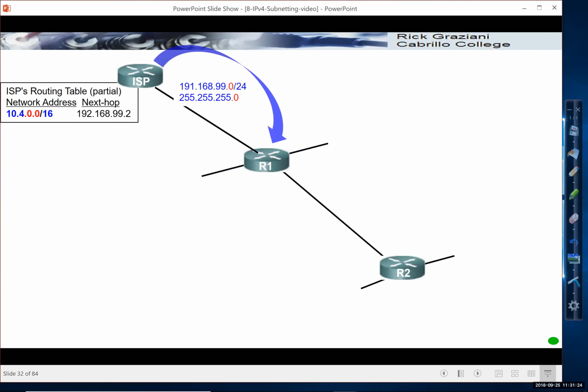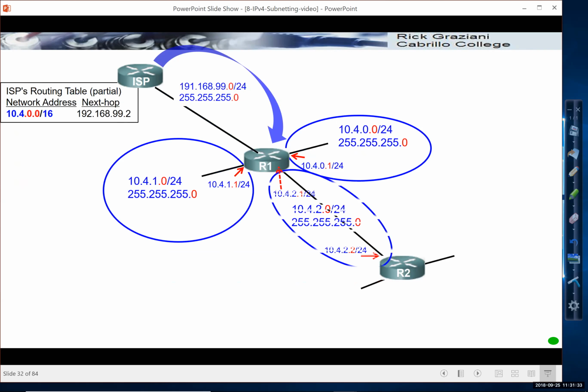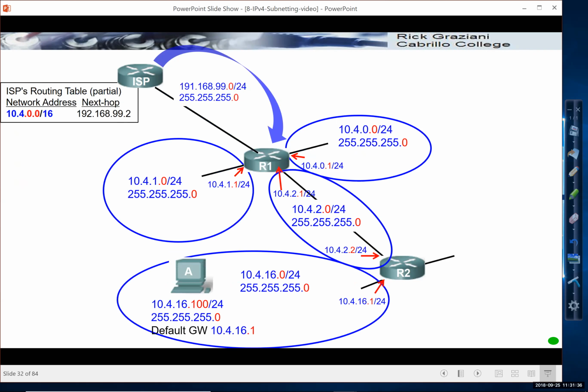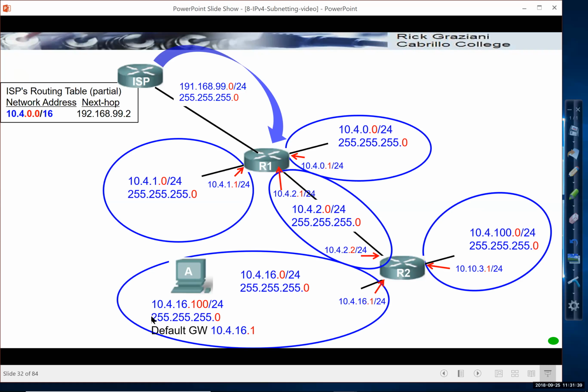Okay, so what does our network look like? Well, now this enterprise can have different /24 subnets. Notice there's host A in the 10.4.16.0/24 subnet with the /24 mask 255.255.255.0. So its default gateway is going to be an IP address on that subnet, 10.4.16.1. We've allocated the first host address for this subnet to be the default gateway, the router's IPv4 address. We can see we've done that for all of our subnets.